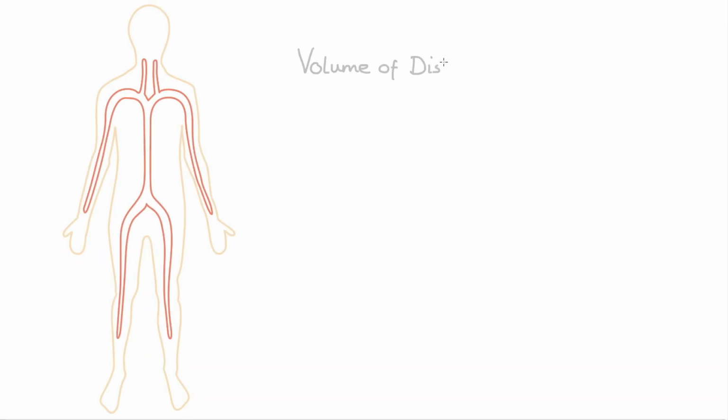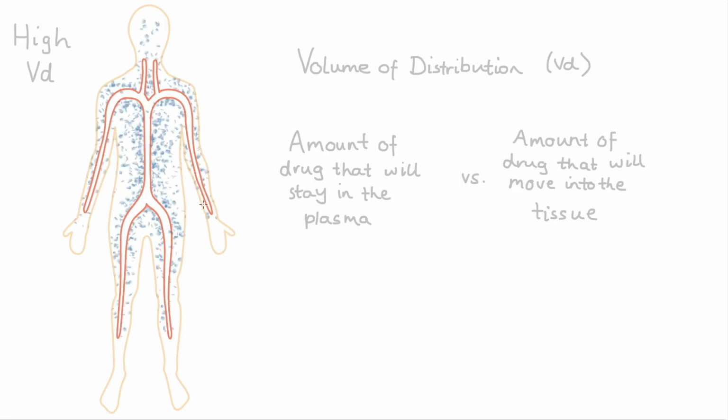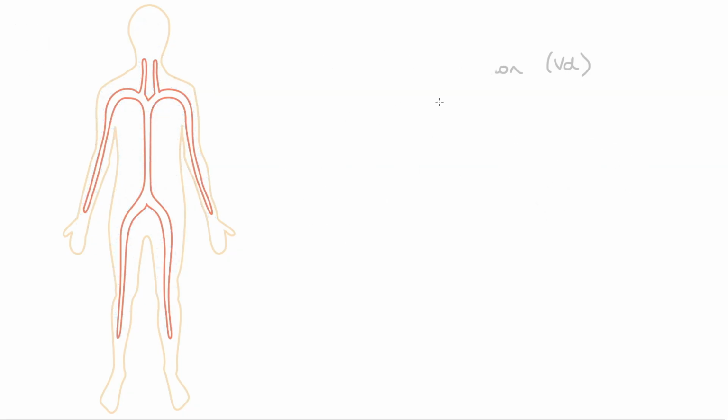Volume of distribution, or VD, represents how much of a drug will stay in the blood plasma and how much will move into the surrounding tissue. A drug with a low VD will mostly stay in the blood plasma. A drug with a high VD will mostly move out into tissue with little circulating in the plasma. Again, eventual drug in plasma versus eventual drug that ends up in the tissue.